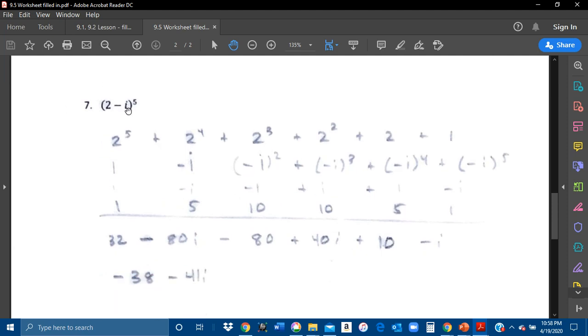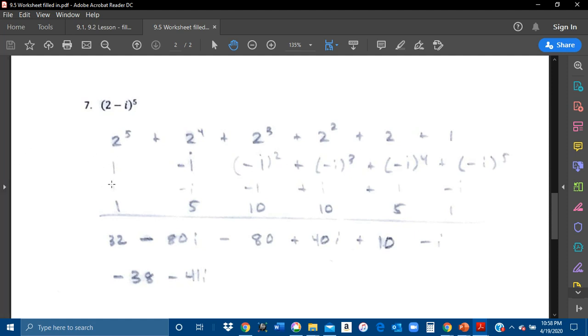So I've got 2 minus i to the 5th power. So my x term is 2, so it goes in descending order, 2 to the 5th, all the way down to 2 to the 0th, which is just 1. My y term is negative i. So negative i to the 0th is just 1. Negative i to the first, negative i squared, negative i cubed, negative i to the fourth, negative i to the 5th. Well, let's look at what that is.